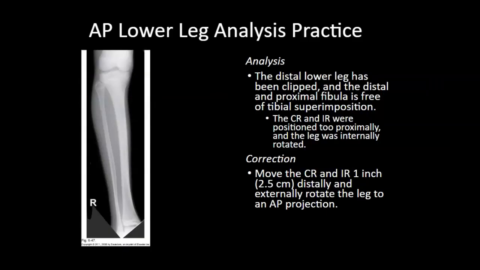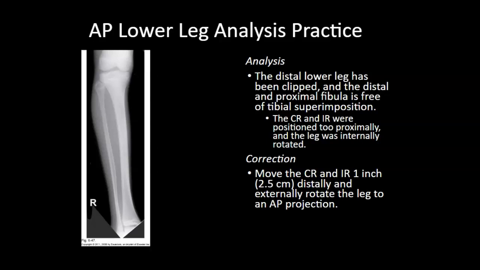When determining in this AP practice analysis, again, we're going to look at the relationship of the tibia and fibula. In this projection, the distal fibula is obviously clipped, so we're going to have to repeat for clipping the anatomic structures. Also, the distal fibula and proximal fibula are free of superimposition of the tibia. So therefore, we have some internal rotation.